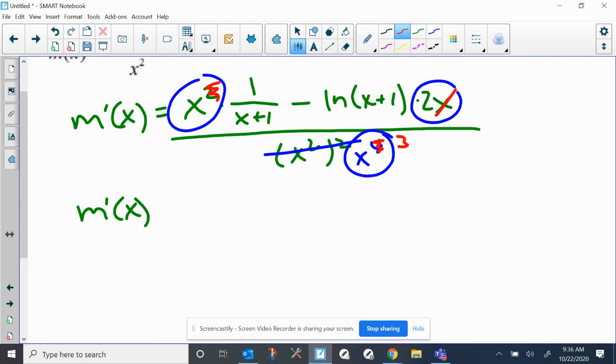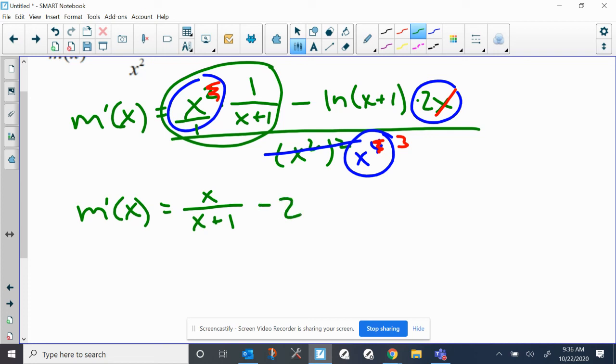So when I do this, I'm going to write down that this is x over x plus 1, because this is like an x plus 1, and I'm just combining these two terms. Then I'm going to bring the 2 in front of the natural log, so minus 2 natural log of x plus 1. And then I'm going to divide all of that by x cubed. So you could declare yourself done right there, and I'm okay with that.